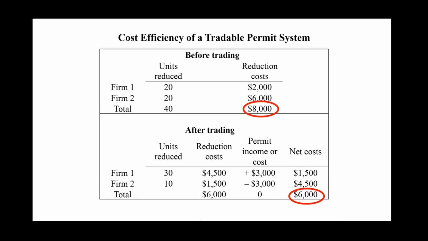Let's put some numbers in these triangles so we can calculate the area. And now notice the permit income and cost. That is a wash, because that's a transfer of wealth from one firm in the industry to another firm in the industry, and so that doesn't affect the total cost. All right, so now net cost, we see that we have $2,000 of savings. So both parties are better off now after trading.